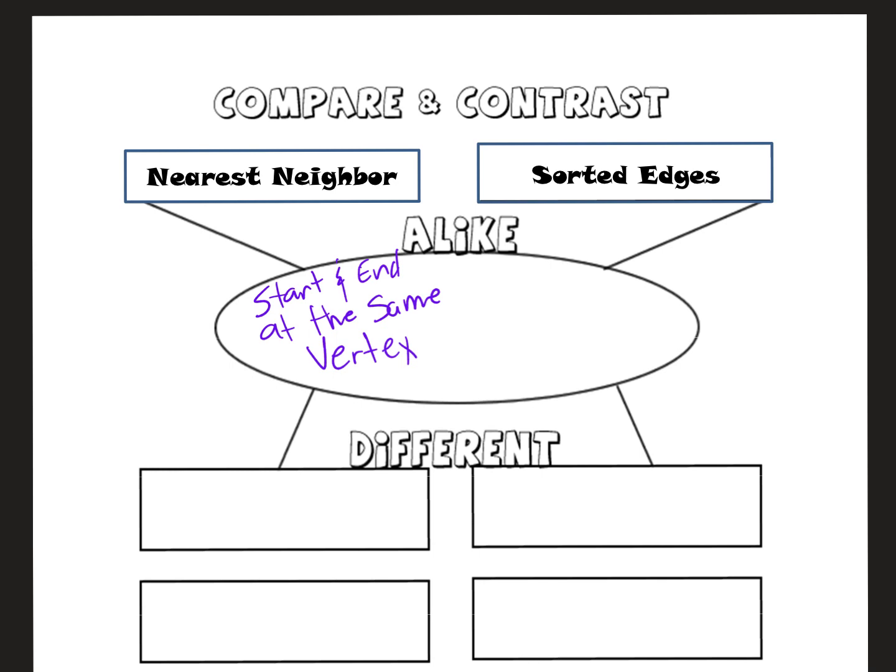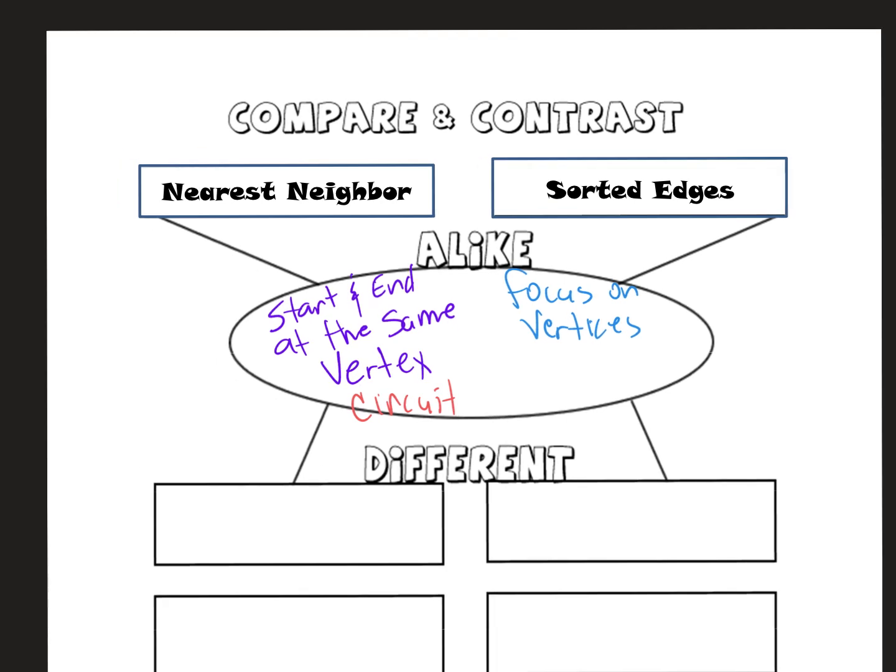When the graph starts and ends at the same vertex, this is called a circuit. So they both also focus on vertices. Both nearest neighbor and sorted edges, they focus on the vertices. This is page 21 in your workbook. And if you remember, I called these greedy algorithms. We called these greedy.